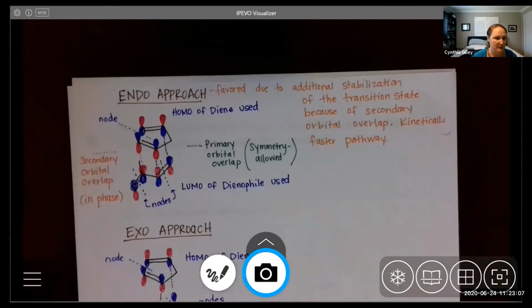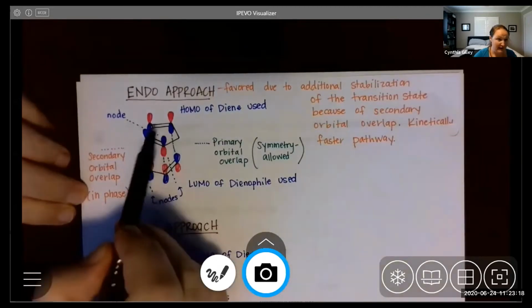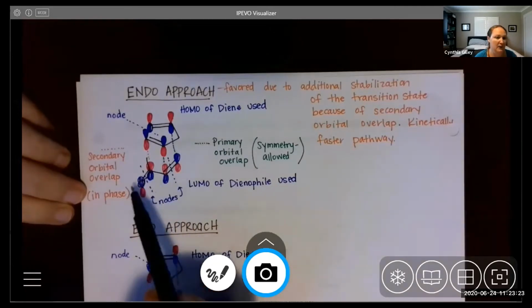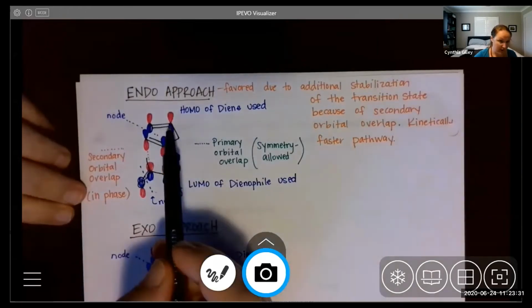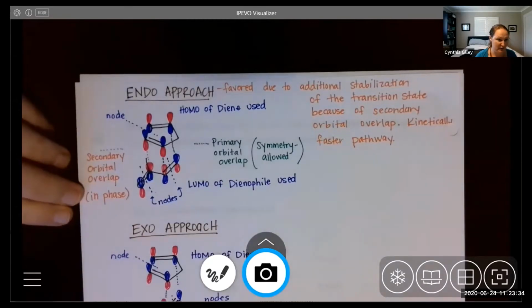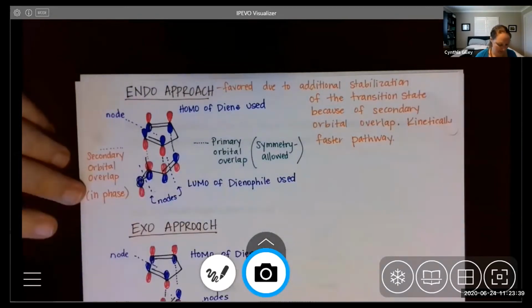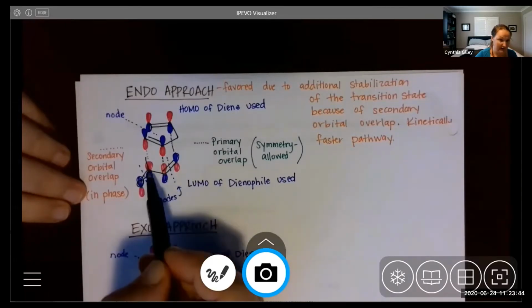So I drew this out for the endo and exo approach for the same example that was shown on the last page. So we have our cyclopentadiene, and then this is the dienophile, which we call an enone. Anyway, I drew in the orbitals involved. And remember that all of these carbons are sp2 hybridized. This carbon here is sp3, but it's not involved in the reaction. And then the entire double bond with the ketone here, that's all sp2.